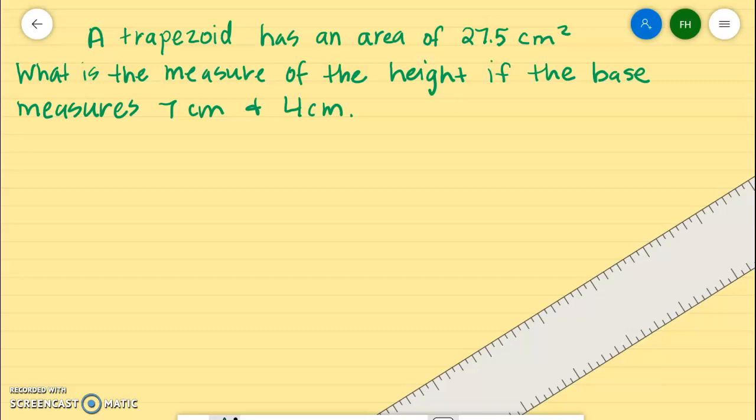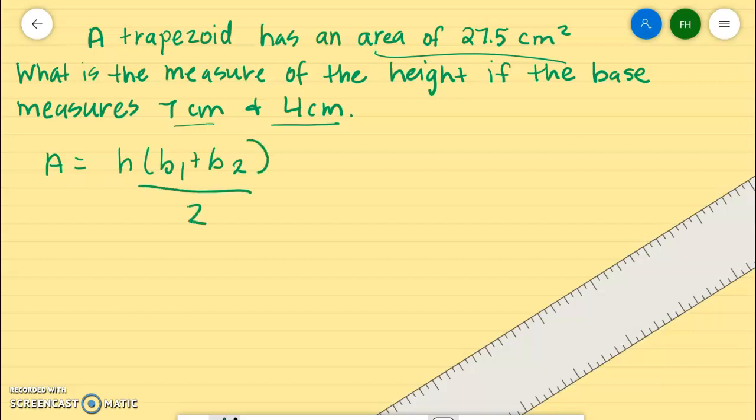Okay, here we're dealing with a trapezoid. It has an area of 27.5 square centimeters. What's the measure of the height if the base measures 7 centimeters and 4 centimeters? So area equals height times base 1 plus base 2 divided by 2. So we know the area is 27.5, and we don't know the height. We do know the base is 7 and 4 divided by 2.